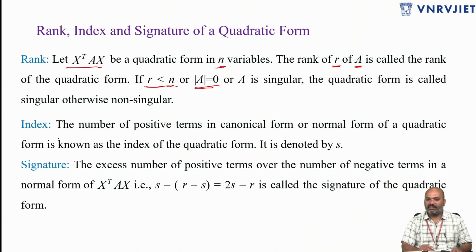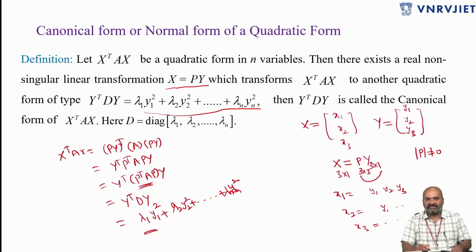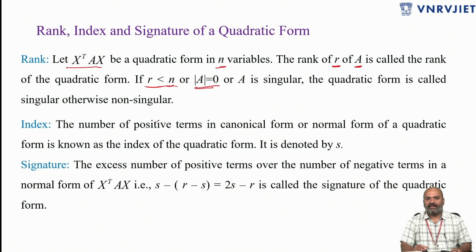Simple. Index means, suppose a quadratic form is given, we have to reduce it to canonical form. This is the canonical form as we studied. As we know, these lambda 1, lambda 2, so on, lambda n may be 0, positive or negative. How many of them are 0, positive or negative, we don't know now. In a particular case, we are able to know. Now, how many positive terms are there in the canonical form, or normal form, of the given quadratic form?